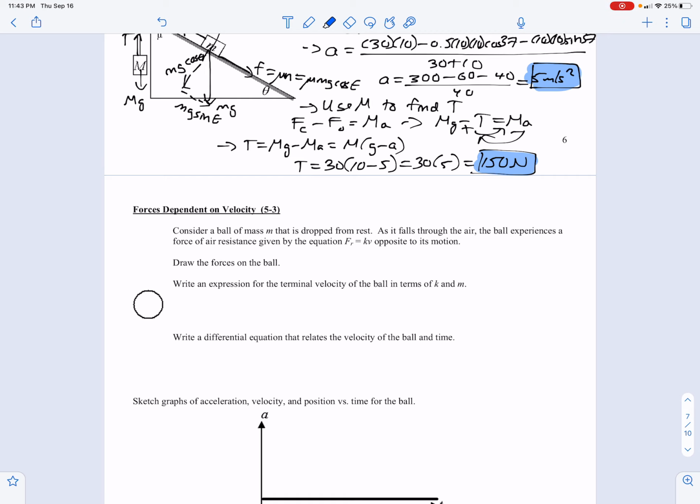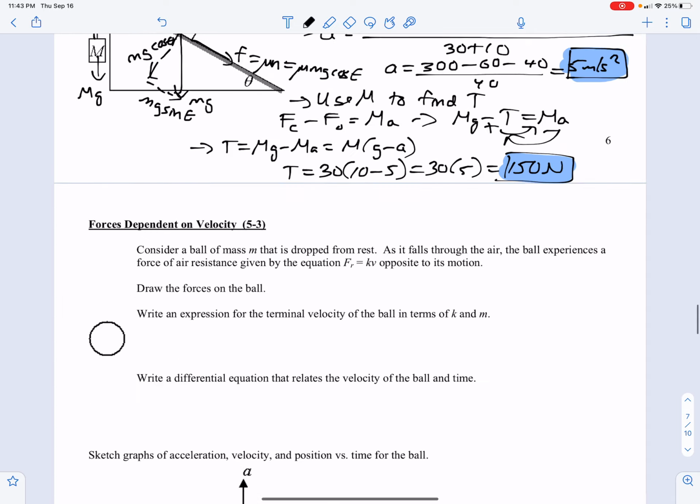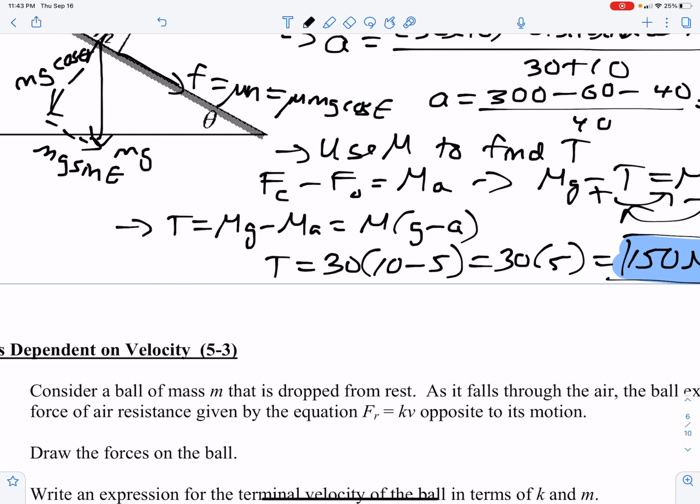In this next section, we're going to talk about resistive forces. Now let's consider a ball of mass m dropped from rest. As it falls through the air, it experiences a force of air resistance given by F_r equals k times v. Something to note about how air resistance works: at time equals 0, an object would just experience mg and no air resistance whatsoever, because air resistance is proportional to speed and you're dropping from rest. Now, at time equals, let's say, 1 second, you've got the same weight, but this time you have a little more air resistance.